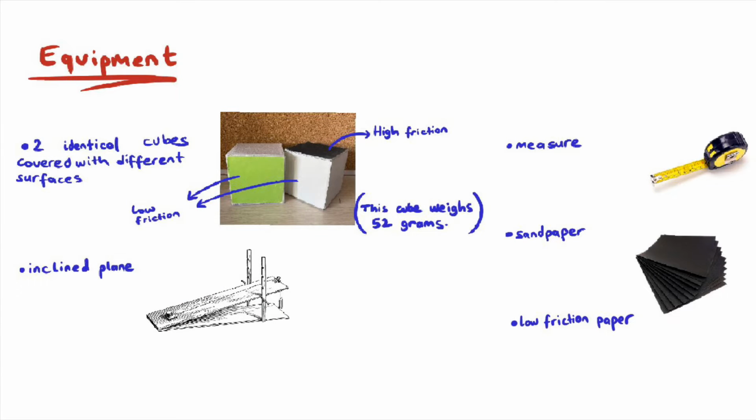Firstly, two identical cubes were constructed and they were covered with different surface types, more specifically low and high friction surface types. Then we used an inclined plane and sandpaper and low friction paper to cover the inclined plane for the two different experiments. And lastly, I used a measure to find out the length of the inclined plane. We can now move on to the actual footage from the experiment.